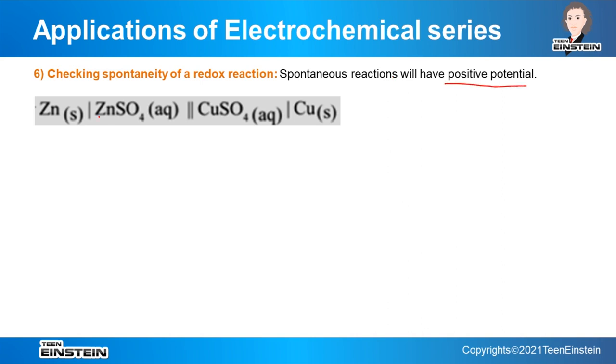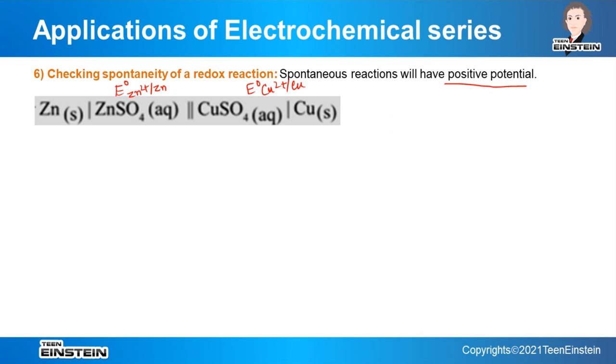So for the half reaction, what is the corresponding E naught, that is for Zn2+/Zn? We know the reduction potential, which we can find from the electrochemical series. And for the other half reaction, that is Cu2+/Cu, that E0 value also we can find from the electrochemical series. Now we know how to calculate the overall electrode potential.